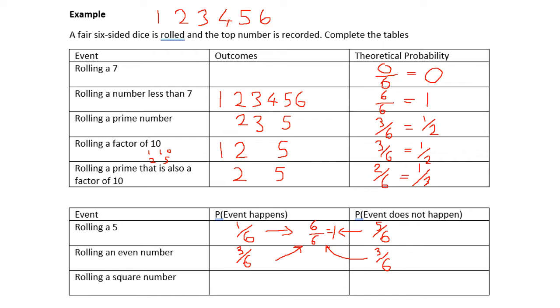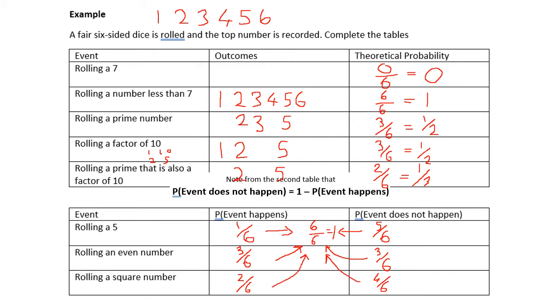Lastly, rolling a square number. There are 2 square numbers on the dice, 1 and 4, so the probability it happens is 2 out of 6, and the probability it does not happen is 4 out of 6. Add them together, and again we get 6 out of 6, or 1. There's an important rule here: the probability an event does not happen is just 1 take away the probability that it does happen.